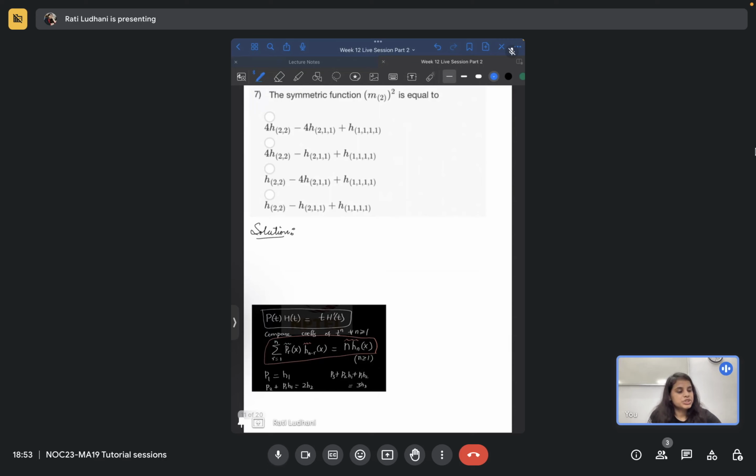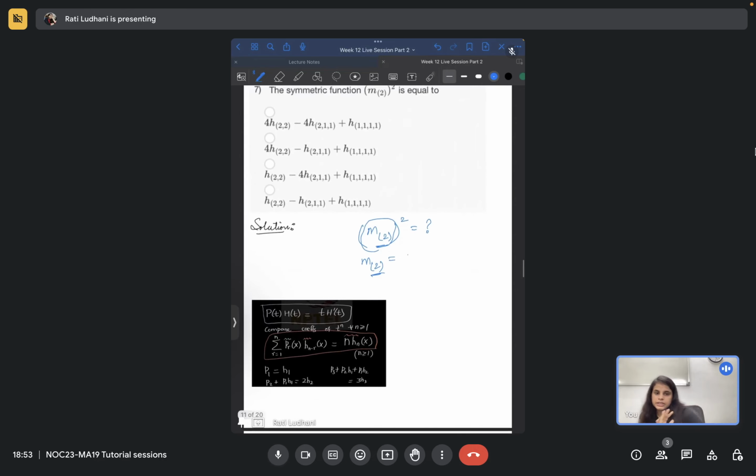The symmetric function m2 square is equal to what? So m2 square is what? What does that mean? Let's see. Remember that H and E are different. Those you can write as a partition, like H2 into H2. There is nothing related to M like this, because this does not make any sense. M2 is nothing like M2.